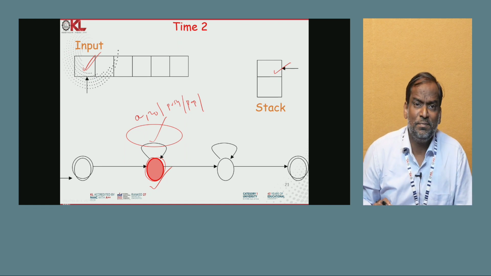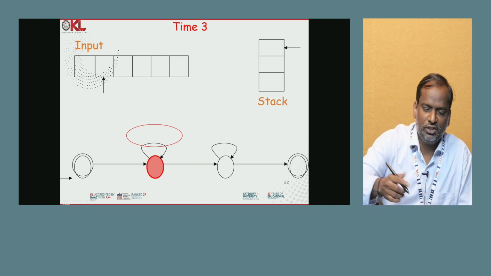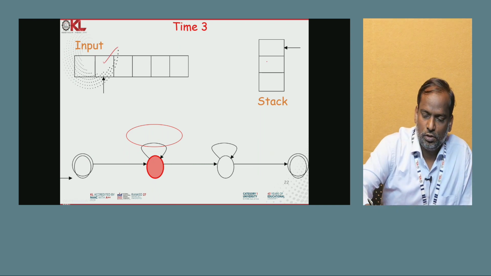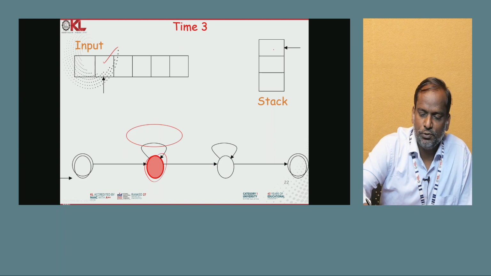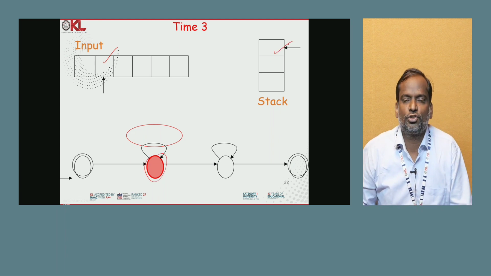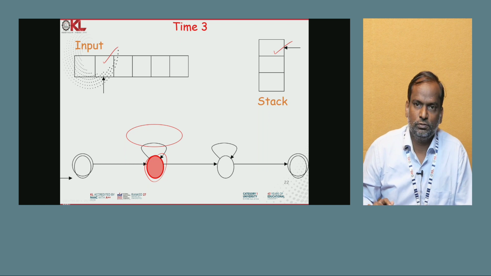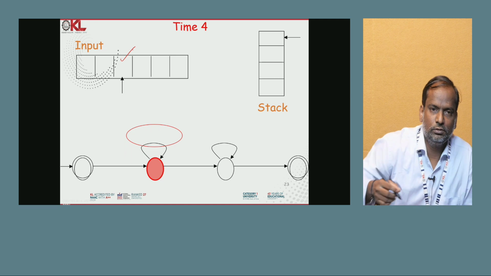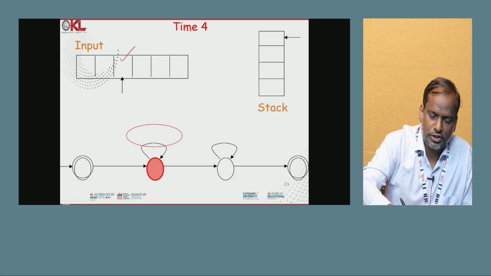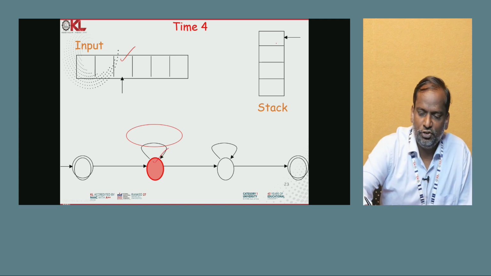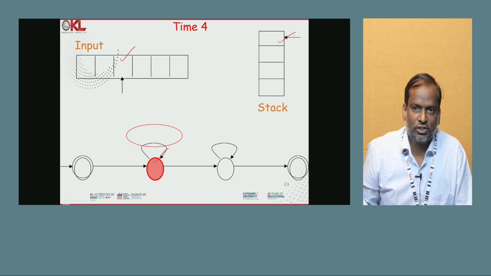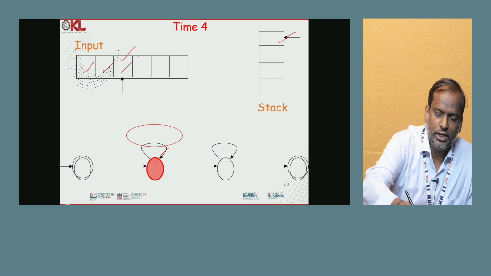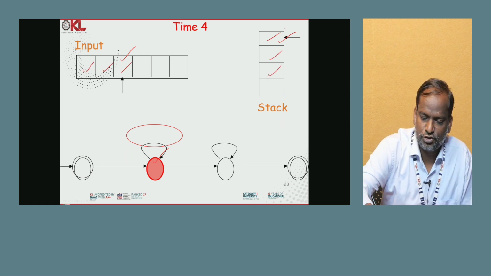Next, at time 3, it will consider the second input symbol, and the state also. Now it is inserting a stack symbol. Then it will consider the third input symbol, then the state and transition, and it is inserting some stack symbol into the stack. So here we processed 1, 2, 3 input symbols, so we got 3 stack symbols.